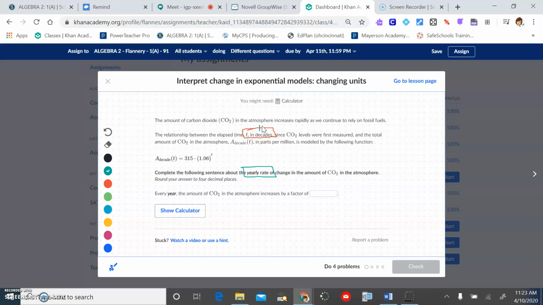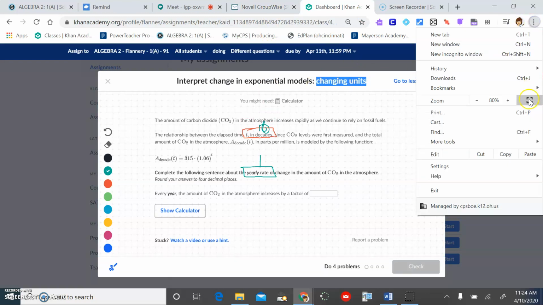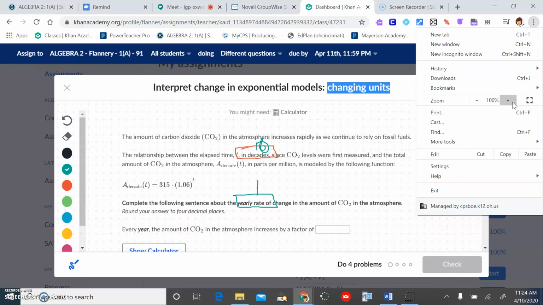Let's see if I can write on my screen a little bit better. This is 10 years. It's supposed to be a 10. And this is 1 year. So that's going to change things a bit. And that's why this says something in the title about changing units, because we're going to have to change them so that they match up a little bit better.